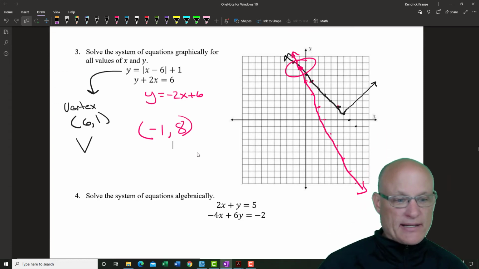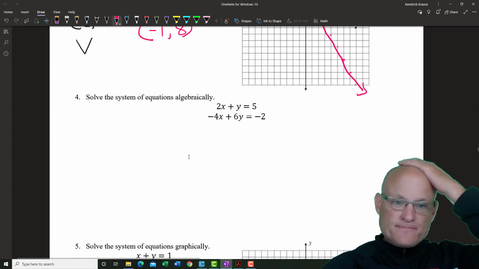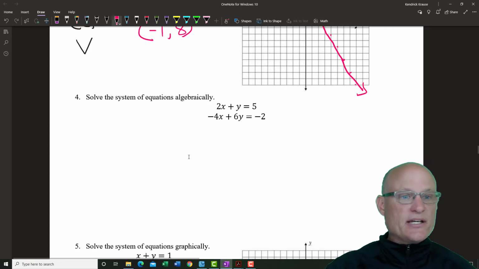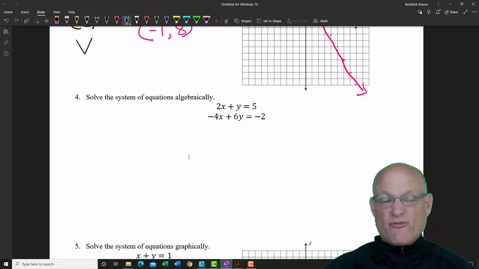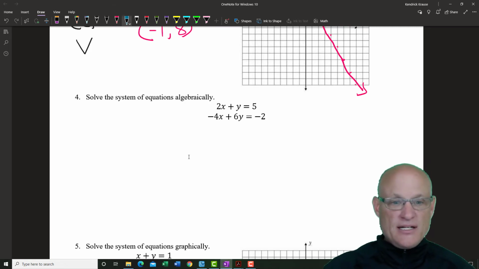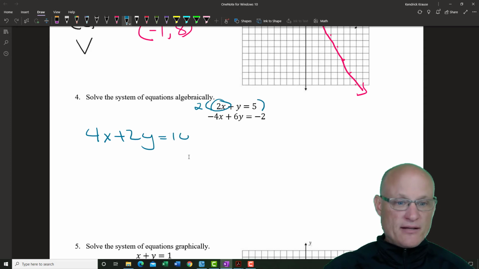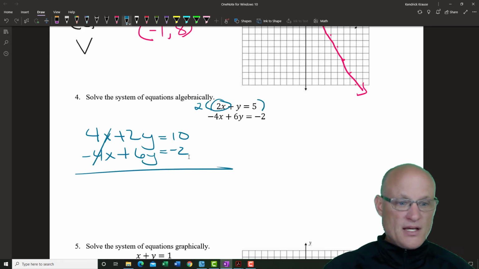All right, now we're going to go back to algebraically. So let's see. Can you see what you need to do here? Which variable can we get rid of? I think we can multiply this first equation by 2. And that will give me 4x here, which is good. So 4x plus 2y equals 10. Negative 4x plus 6y equals negative 2. I get 8y equals 8, so y equals 1.